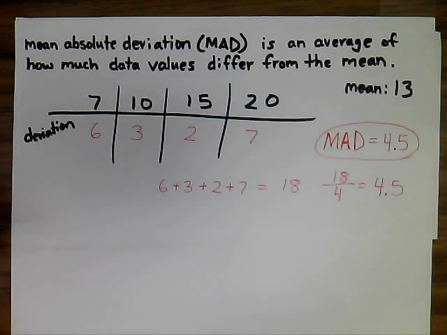Now, much like the interquartile range, this tells us a little bit about the spread of our data. When you have a mean absolute deviation that's very small, it tells you that your data has a large cluster. Whereas if your mean absolute deviation is very large, it tells you the data is very spread out. The same thing goes with the interquartile range. If your interquartile range is small, it means the center of your data is very clustered, and if it's large, it means your data is spread apart.